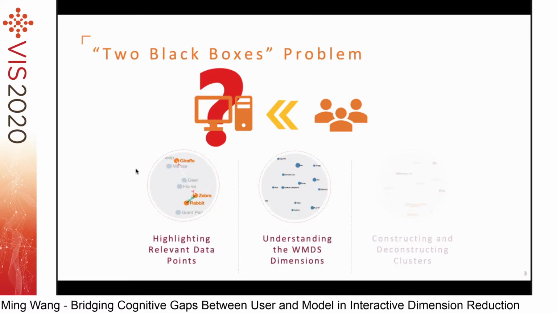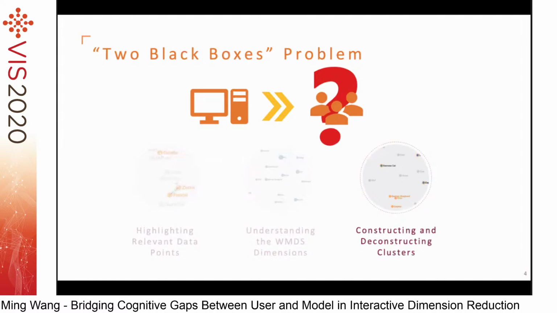And here we recognize two cognitive gaps. The first one is highlighting relevant data points. And the second one is understanding the WMDS dimensions. And the second black box is the human cognition.